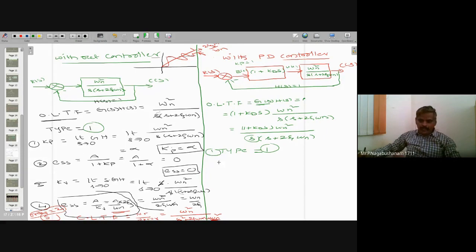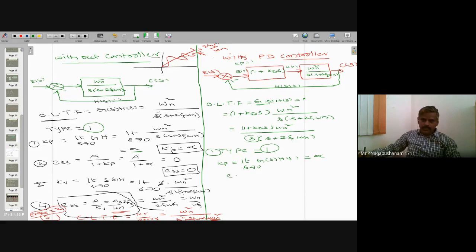Next, I'm going to find Kp for this one with the PD control. Limit S tends to 0, G of S, H of S. Yes, this is the G of S, H of S. If you put limit S tends to 0, this is 1 plus 0 into omega n square divided by 0. Something by 0 means infinity. Yes, I got infinity here also. Kp, yes, there is no change.